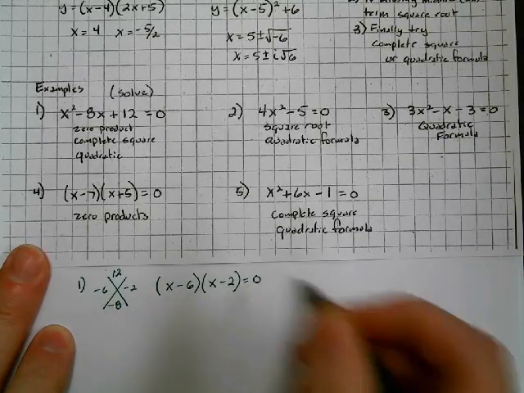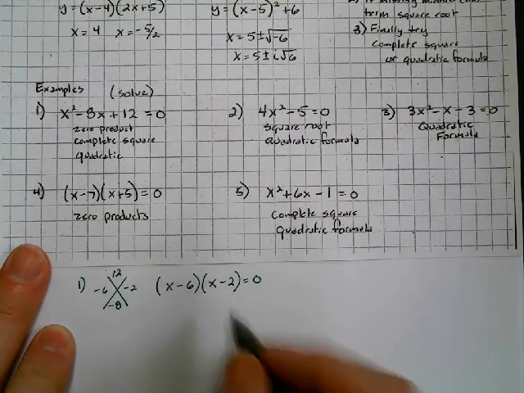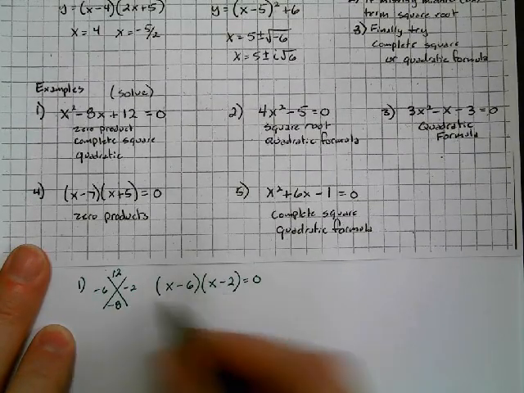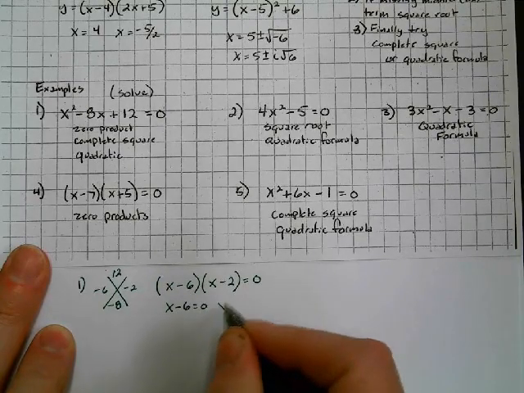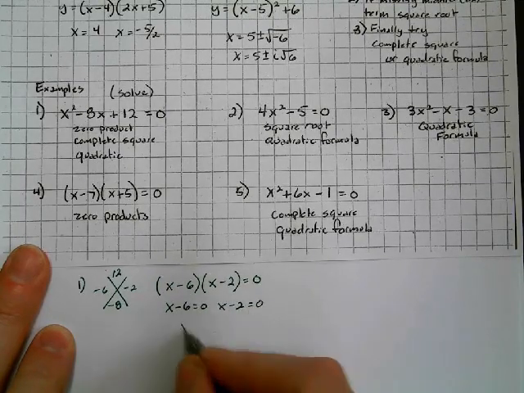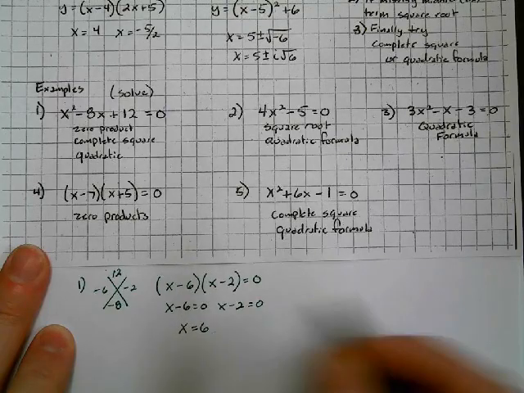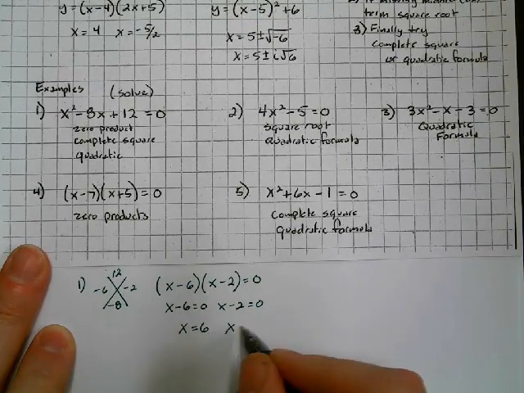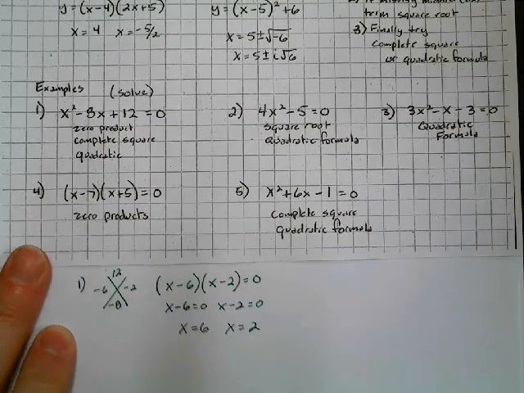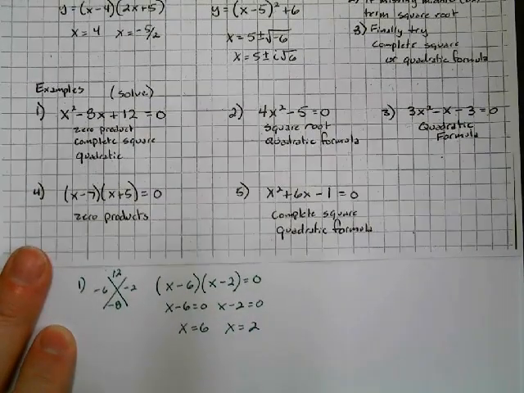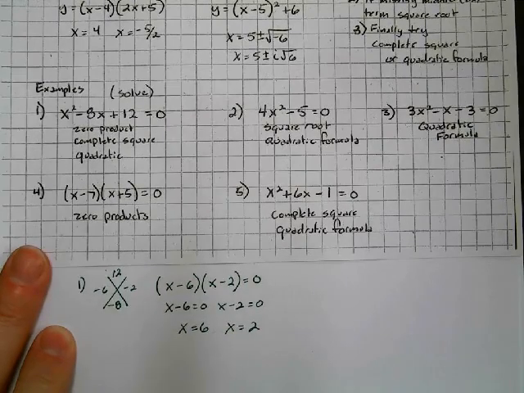And now we can see that we just set these equal to 0 using the zero products method. X minus 6 equals 0. X minus 2 equals 0. So add 6 to both sides. One of our x-intercepts is at 6. The other x-intercept, when we add 2 to both sides, is 2. That's the fastest method. If it factors, that's your fastest method. The quadratic formula would take you a little bit longer.